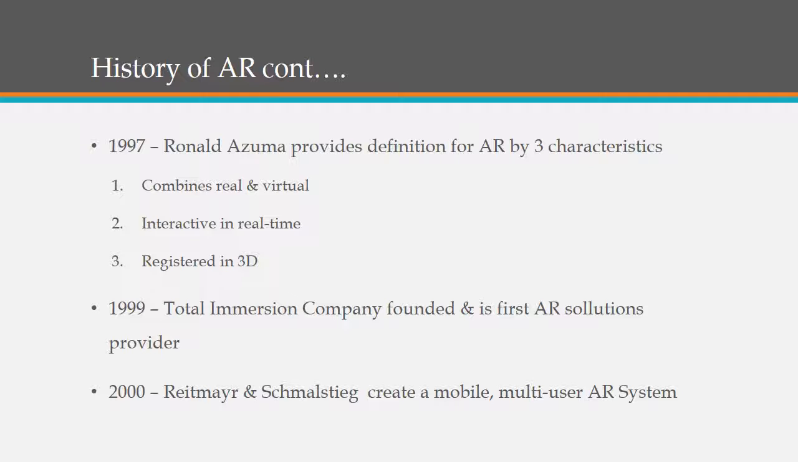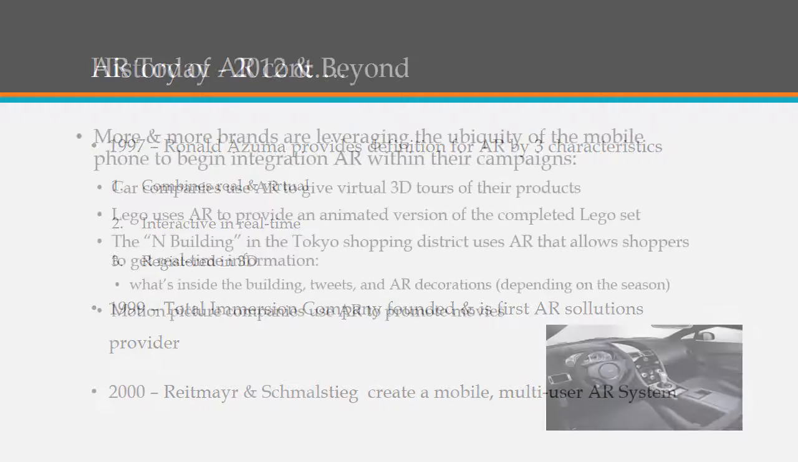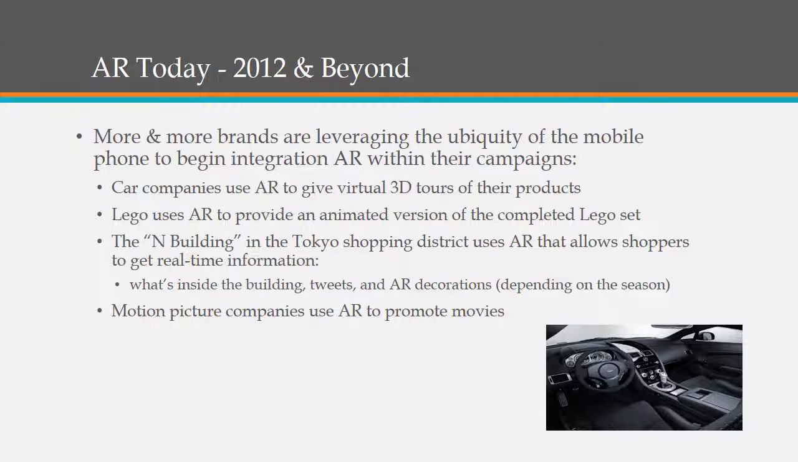And then in 2000, Reitmayr and Schmalstieg created a mobile multi-user AR system. Augmented reality continues to develop over the decades and works its way into the modern technological landscape of today. It is worth noting some of the ways that augmented reality is being used at this time. Currently, car companies use augmented reality to give virtual 3D tours of their products.